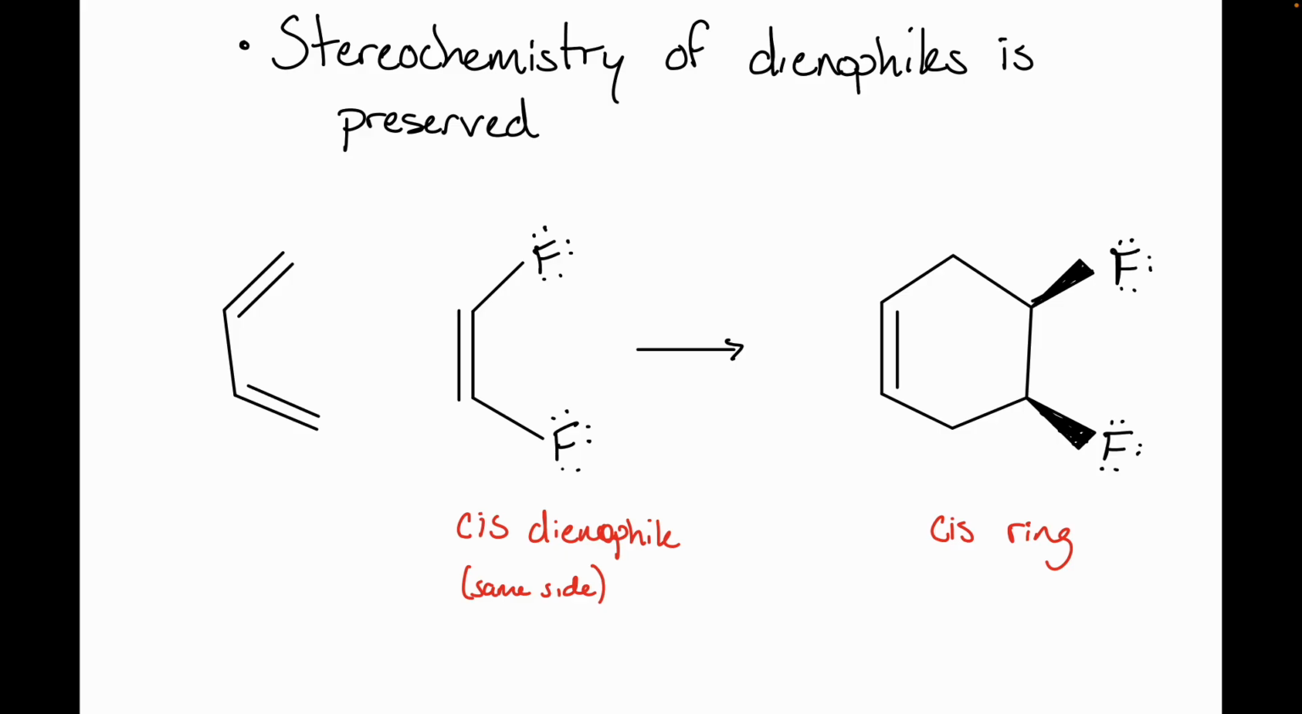All right, so the stereochemistry of that dienophile is preserved in your Diels-Alder reaction. If you started out with a cis dienophile, you're going to get a cis ring. If you started out with a trans dienophile, you're going to get a trans ring, where these would be pointed on opposite sides.